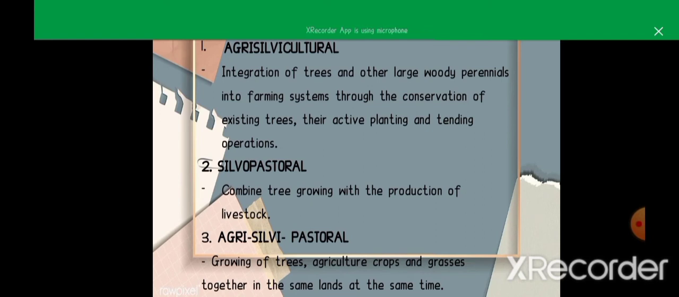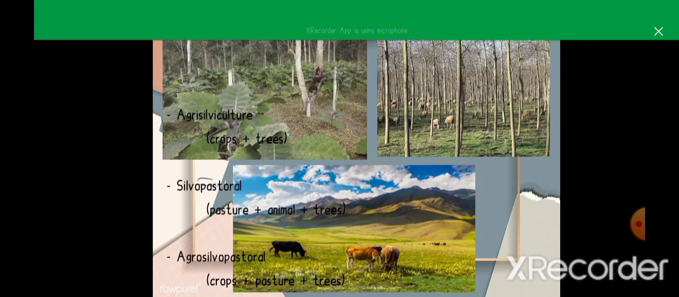Number 2, silvopastoral, combines tree growing with the production of livestock. It includes pastures, systems that contain trees that are widely spaced throughout the pasture and can be found widely around the world. Next, agro-silvopastoral is growing of trees, agricultural crops, and grasses together in the same land at the same time. This is the example of agri-silvicultural, crops plus trees; silvopastoral, pasture plus animals plus trees; agro-silvopastoral, crops plus pastures plus trees.